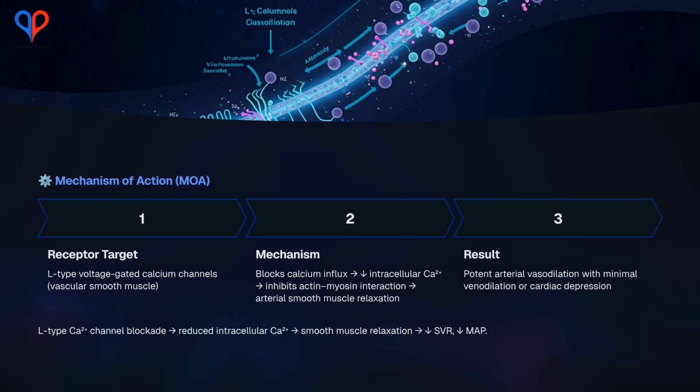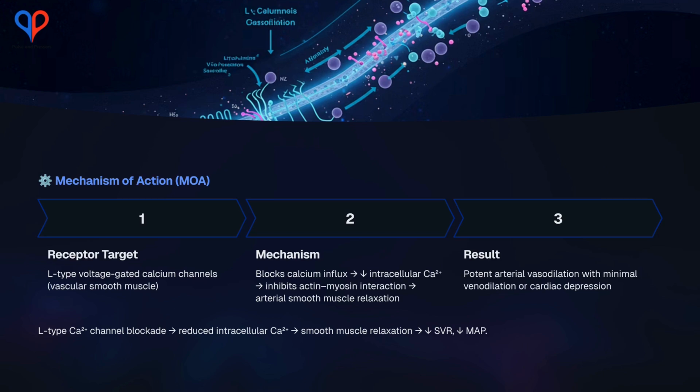Clevidipine selectively inhibits L-type calcium channels on arterial smooth muscle cells. By blocking transmembrane calcium influx, it reduces intracellular calcium concentrations, leading to arteriolar dilation and decreased systemic vascular resistance. It does not affect venous capacitance vessels, preserving preload and maintaining cardiac output. At the cellular level, the decreased calcium availability reduces myosin light chain phosphorylation, producing rapid smooth muscle relaxation.